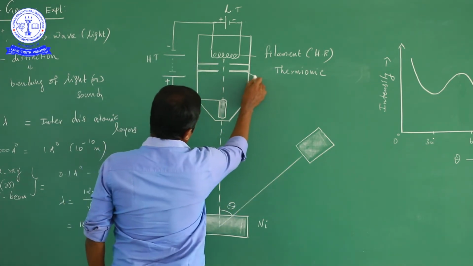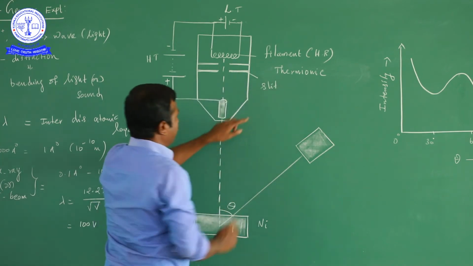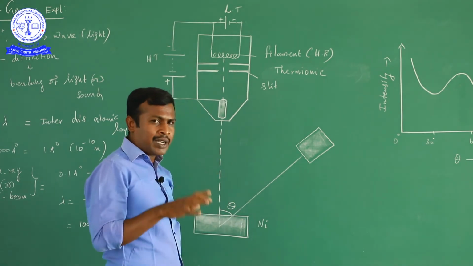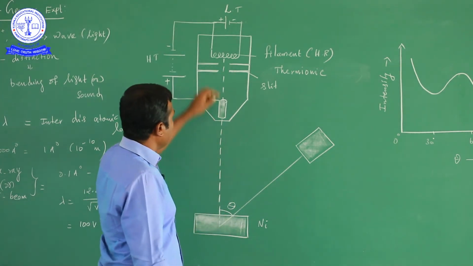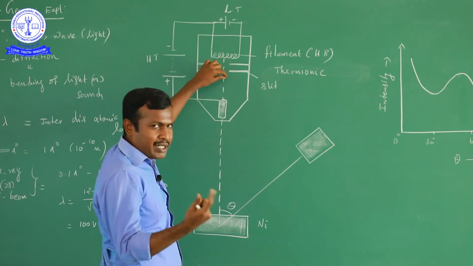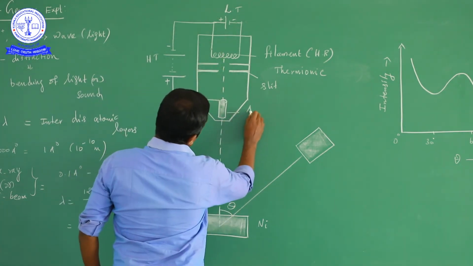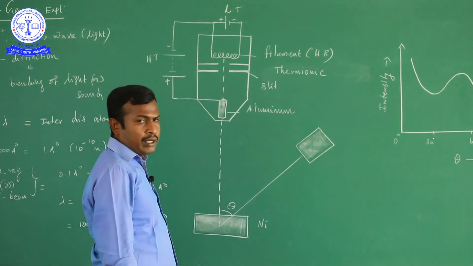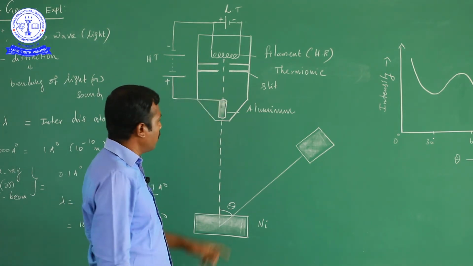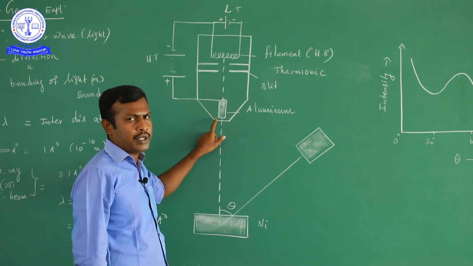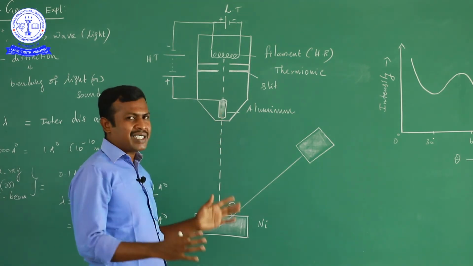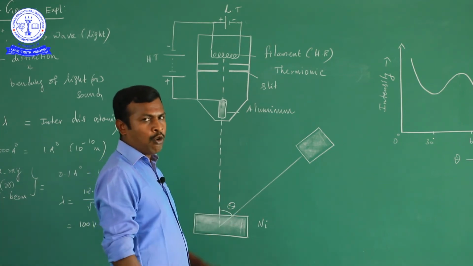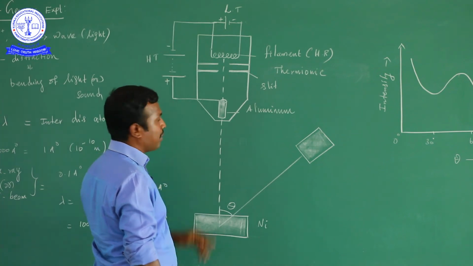This is the slit, which is used to focus the electrons into a narrow beam. A narrow beam is nothing but passing the electron beam through a thin slit. This is the aluminum cylinder, which is used to focus the electrons. Aluminum cylinder is just a hollow cylinder, which you can consider as an open pipe, and it is connected with the high tension battery.